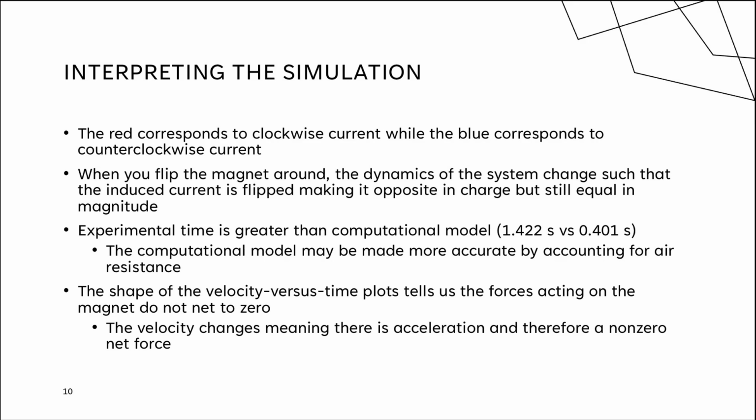We did find the experimental time was greater than the computational model, as said in the beginning, 1.422 seconds versus 0.401 seconds. This could be due to not accounting for air resistance or other potential sources of error. And the shape of the velocity versus time plot in the last slide tells us that the forces acting on the magnet did not net to 0 because the velocity changes over time.